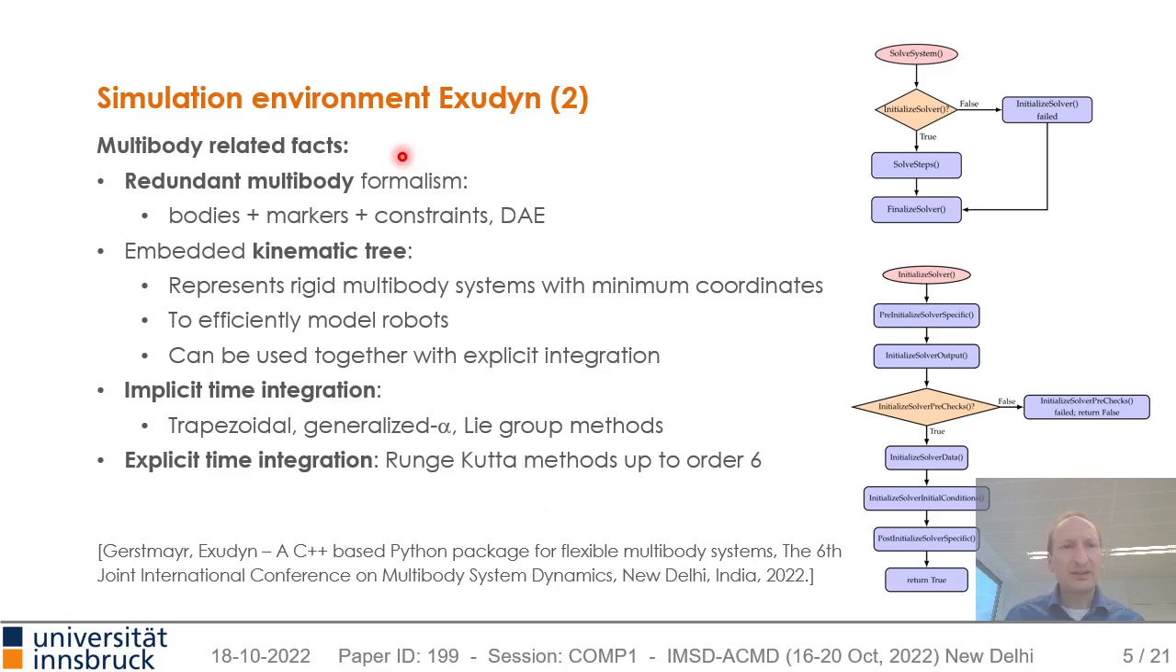Some multibody related facts. It's a redundant multibody formalism with bodies and constraints that leads to differential algebraic equations. It's very useful for mixed rigid and flexible bodies. It also includes a kinematic tree that allows minimum coordinate formulations, which can be used to efficiently treat robots and can be used with explicit integration. Some solver structures are shown here on the right hand side, but in more detail in the documentation. We have implicit time integration like the index 2 trapezoidal rule, index 3 generalized alpha, and we can also use explicit time integration.